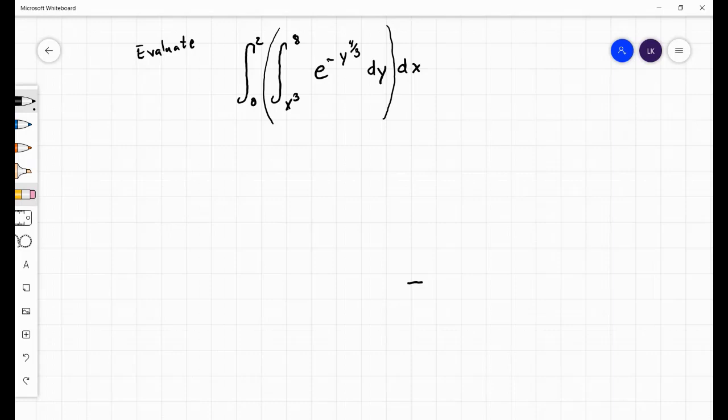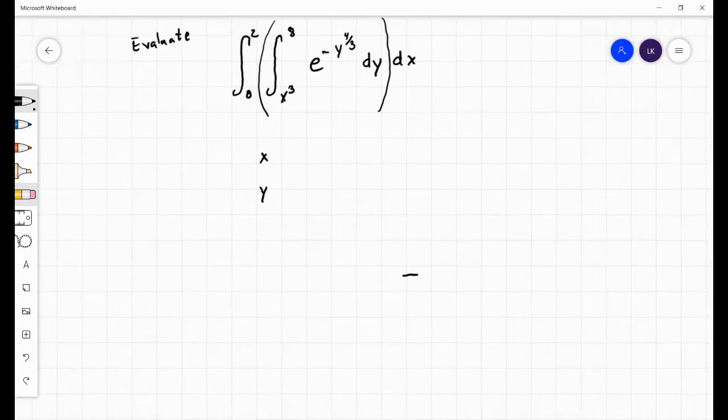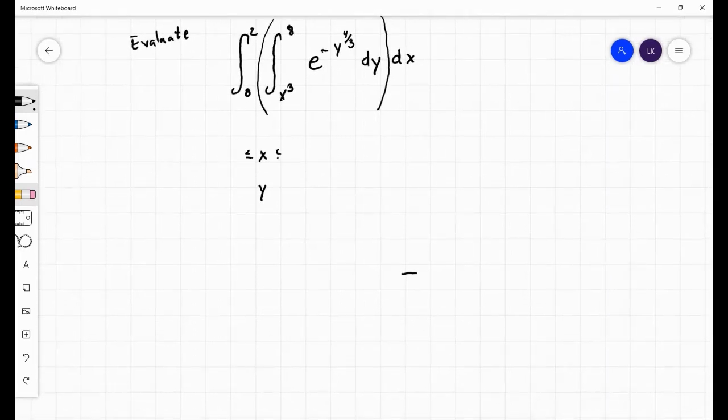So what are the bounds for x and what are the bounds for y? The bounds for x are 0 to 2. And what are the bounds for y? Well, y at the lower bound is x cubed. y at the upper bound is 8. So can we sketch the region of integration?